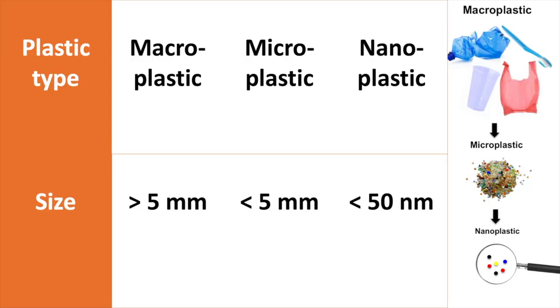So plastic is divided into three main categories according to size. The first is macroplastic, which is anything that's bigger than 5 millimeters. Microplastic is anything that's between 50 nanometers to 5 millimeters. Nanoplastic is anything smaller than 50 nanometers. And to give you an idea, 1 millimeter has 1,000,000 nanometers. So you can only imagine how small that is. But today we will be focusing on microplastic.